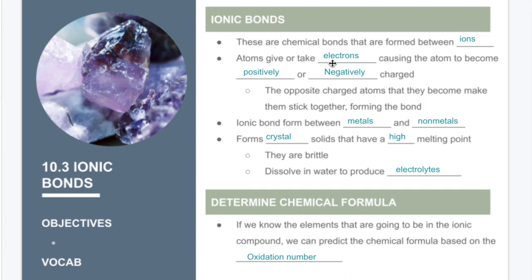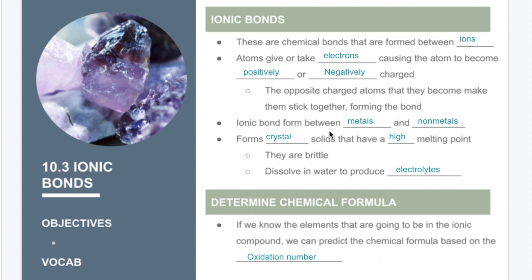So either one is going to give electrons or the other one would take electrons, causing the atoms to become positively or negatively charged. And because they become opposite charges, they have this bond that brings them together that forms this ionic bond. Okay, so the positive and negative charges that are left over because one atom is giving their electrons and one atom is taking the electrons causes these ionic bonds to form.